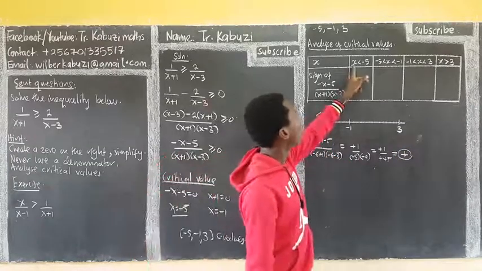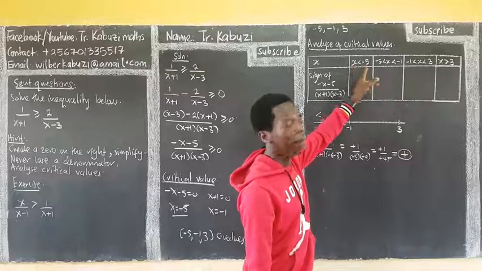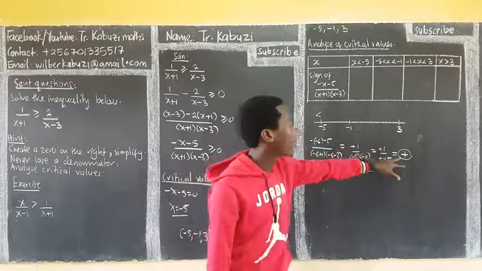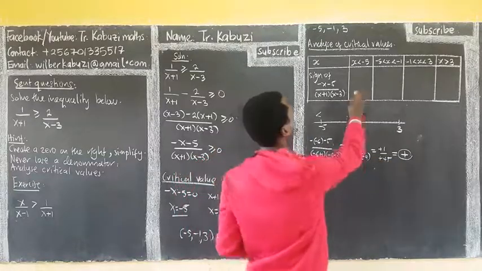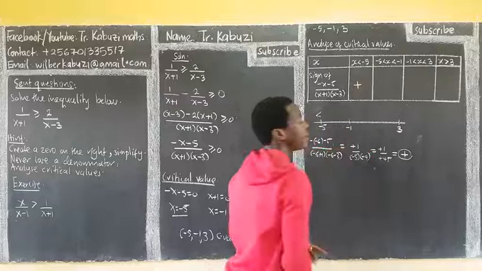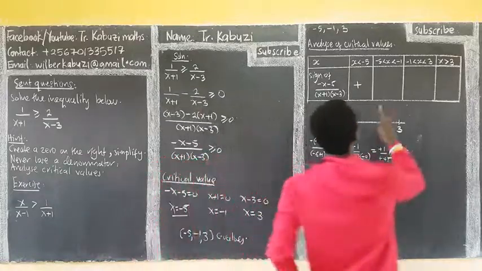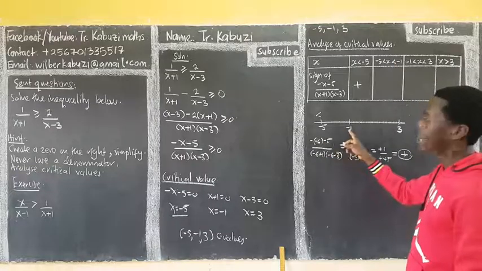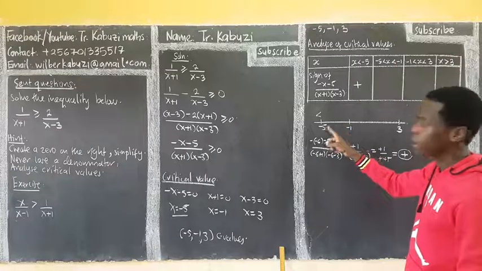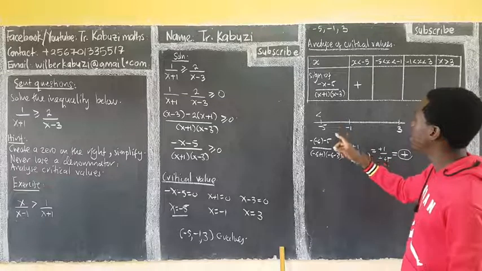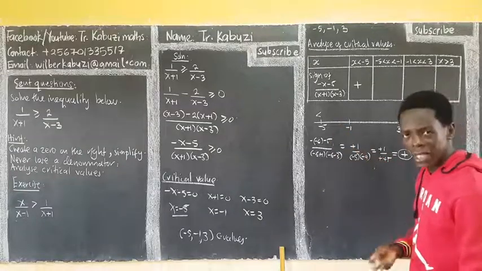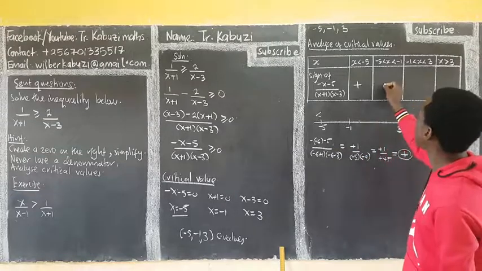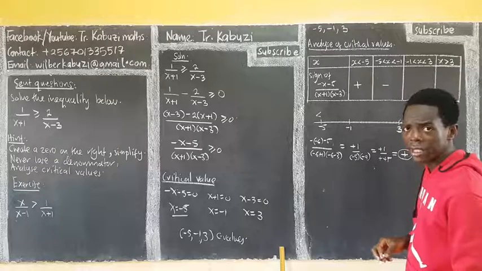So here, below negative 5, the sign of this expression is that if you put in any value, we are going to get the value as positive. So I have here my positive. Then you come between negative 5 and negative 1, you choose any value between. So you can say there's negative 4, negative 3, negative 2. You choose any, then you put it here. Then after putting it here, I'm sure you are going to get negative.